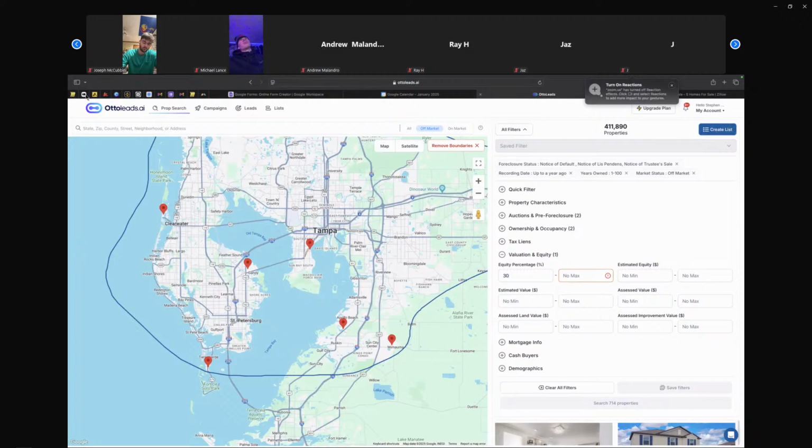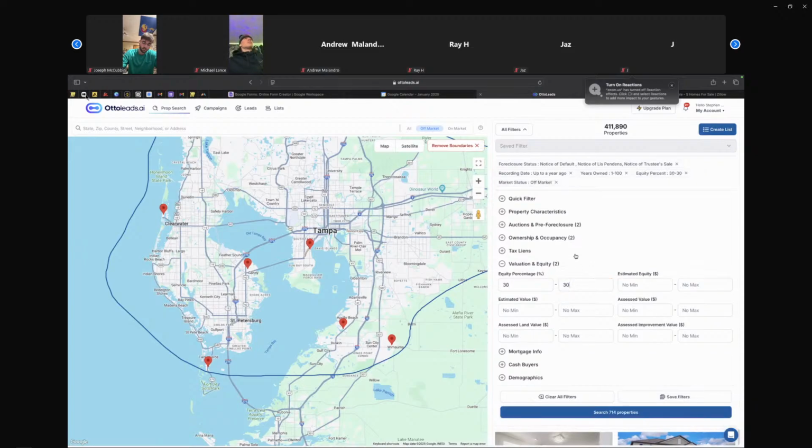Now, the reason I do 30% is because that estimation is never, ever going to be right. I might plug in 30%, and they really have like 60%. And even if I did a max, say I did 30 on the dot, so it has to have exactly 30% equity, I might analyze these leads that come back and I'm like, nope, they got 80% of equity. That one's free and clear.